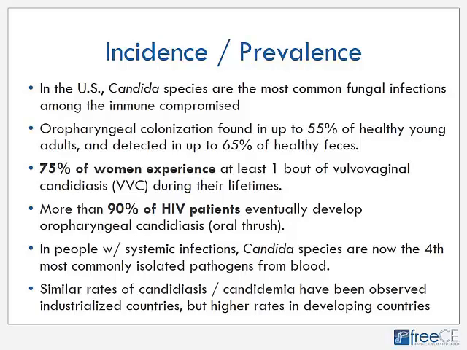90% of these patients eventually develop oral thrush, which is another term for oropharyngeal candidiasis of the mouth and throat. In people with systemic infections, Candida species are now the fourth most common isolated pathogens found in the blood. So again, Candida, particularly Candida albicans, is very opportunistic.